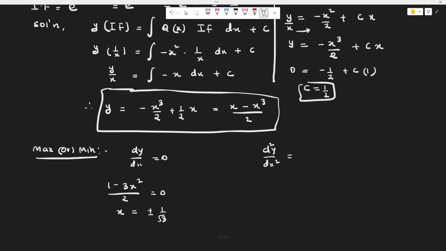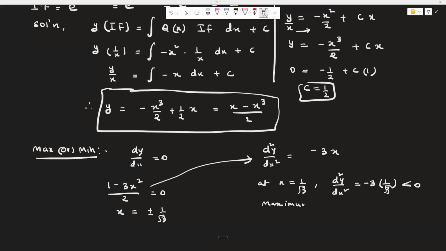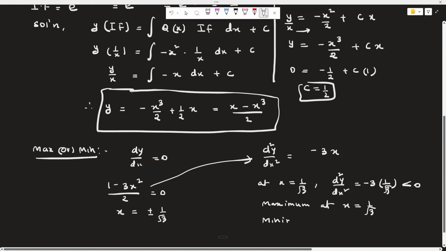Let us perform one more derivative to get the second derivative. This value will be minus 3x, because the 2 got cancelled. For x equal to plus 1 by root 3, if you substitute, then d square y by dx square value is minus 3 into 1 by root 3. So we get a negative value. Second derivative negative means we are getting a maximum at x equal to 1 by root 3. Of course, there is no need of checking the other point: the minimum will be at x equal to minus 1 by root 3.